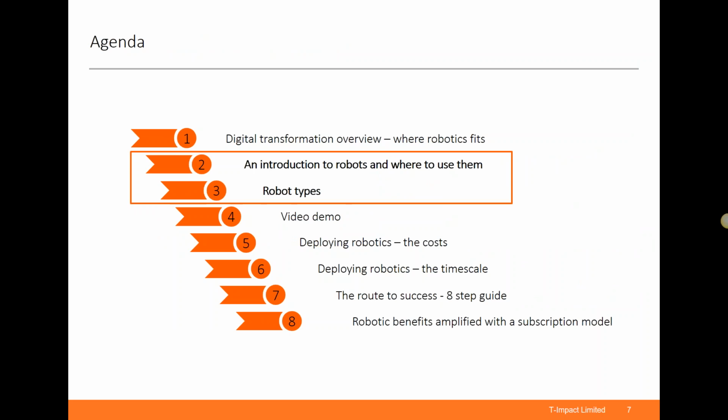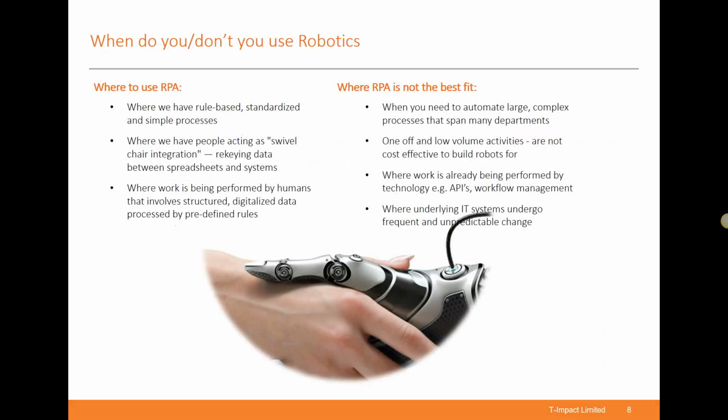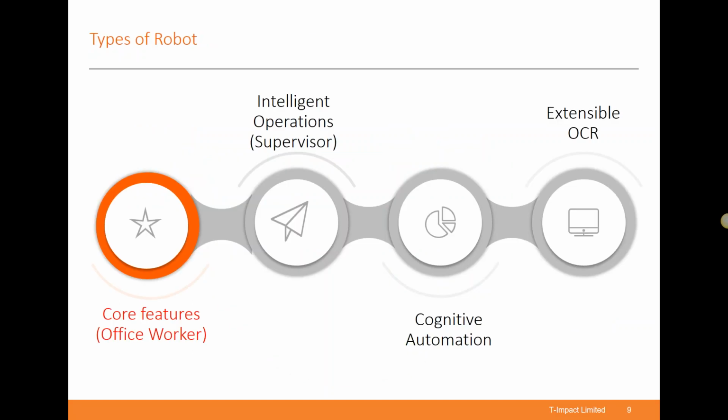So let's look at robots, the type of robots that are available to you and where to use them. I've covered this slide in my previous diatribe, but let's have a look at the robots that are available to you. So firstly, you've got an office worker robot. These work on a dedicated machine or in the cloud, and they can be what's called attended or unattended. That means really that they're set running by a user or a schedule, or they work more autonomously.